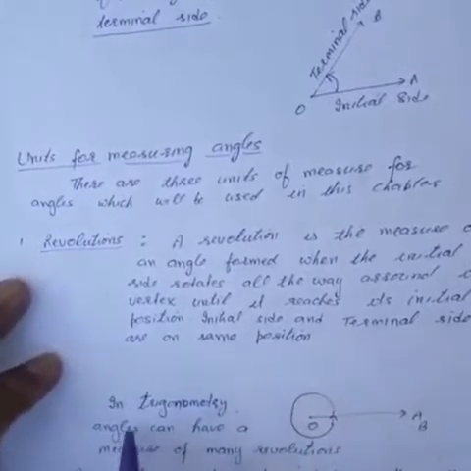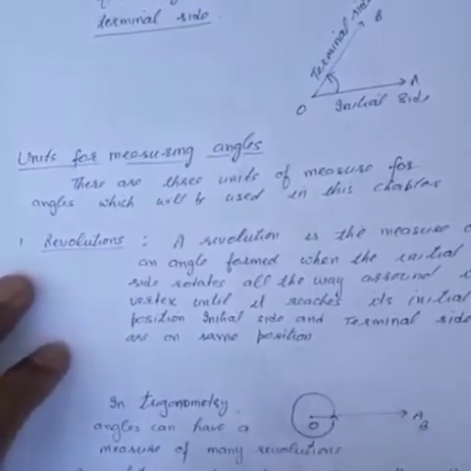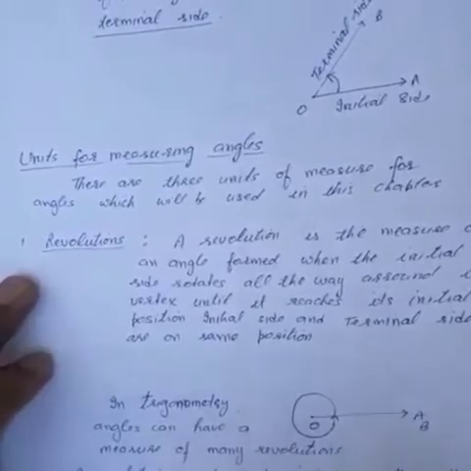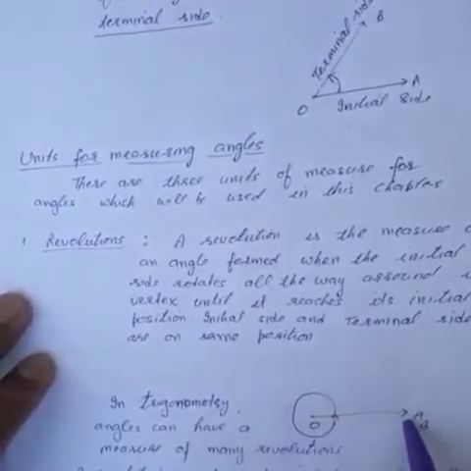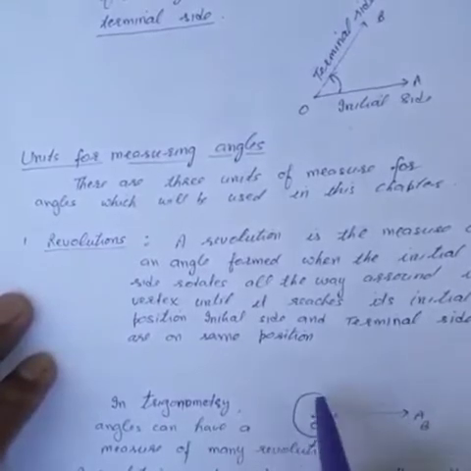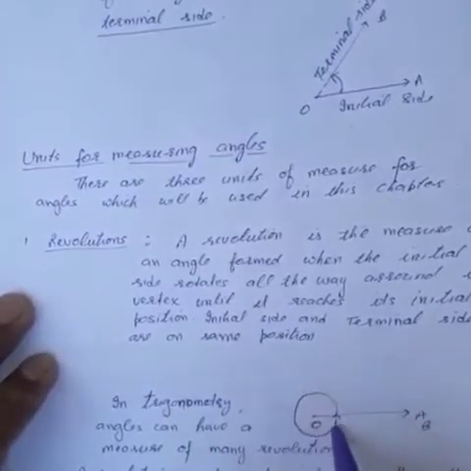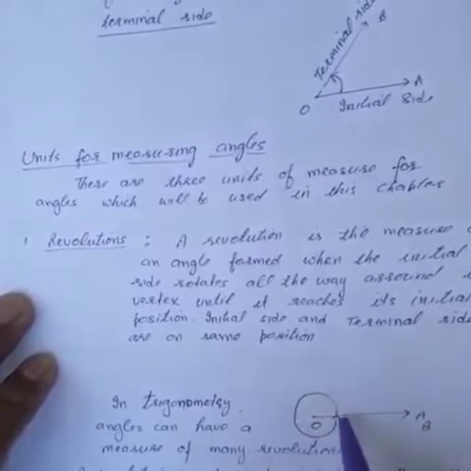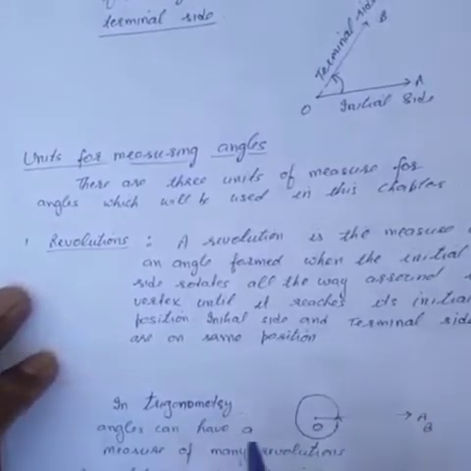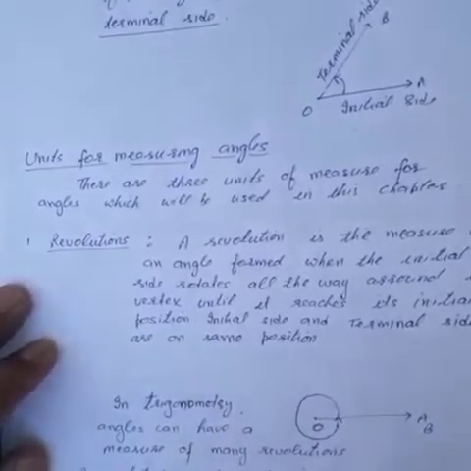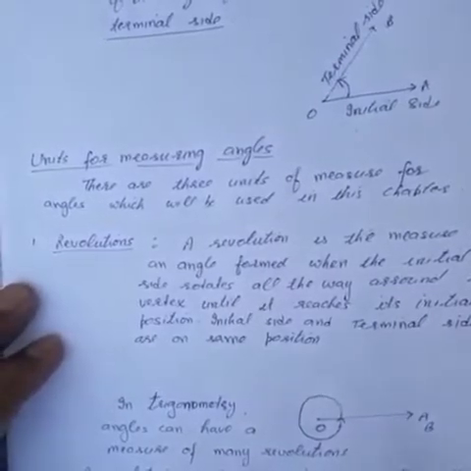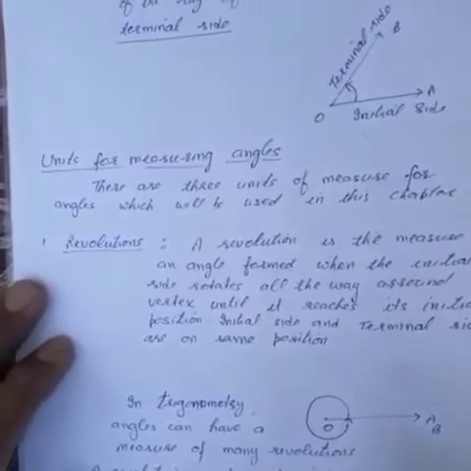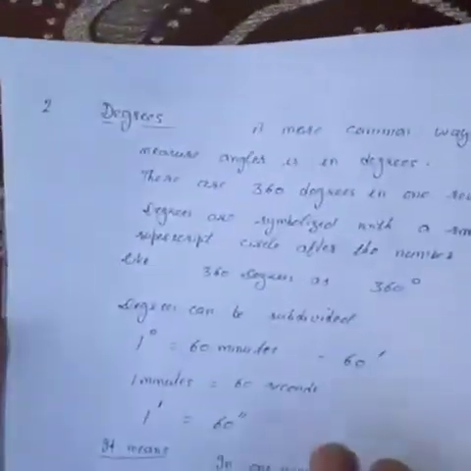And in trigonometry, an angle can have a measure of many revolutions. This is one revolution. If OA keeps rotating, then it may complete the second revolution, then the third, and so on. So an angle can have a measure of many revolutions. A revolution can be abbreviated as REV. REV means revolution. So this is the first unit.